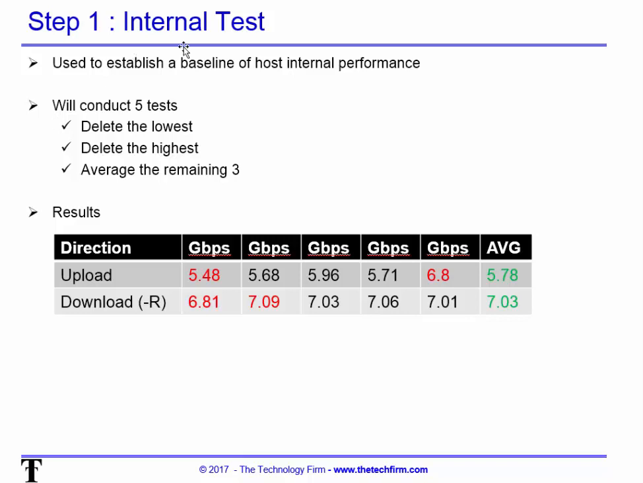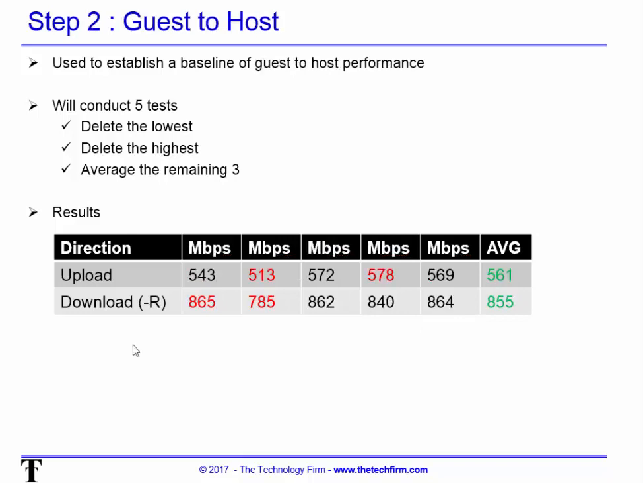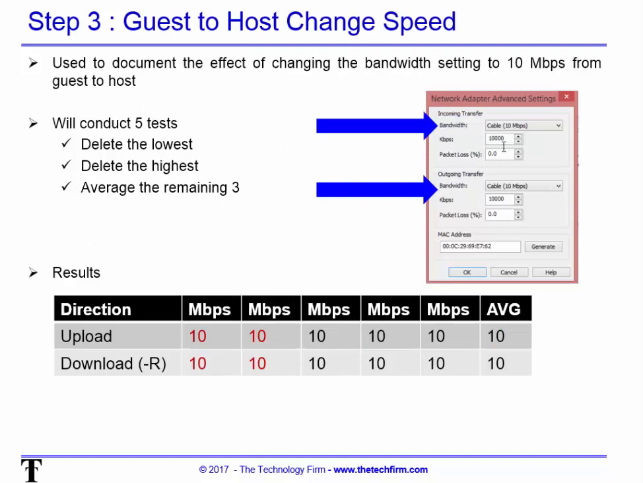So the internal test, you can see I dropped the high and the low, that's the red ones, and then I averaged 3. Same methodology, but this was from the guest to the host operating system. You can see now we're talking megabits instead of gigabits. And then what I did was I changed this to 10 megabits per second. That's what I wanted for my test with no packet loss. And it was 10 right across the board, which was great for math, right?